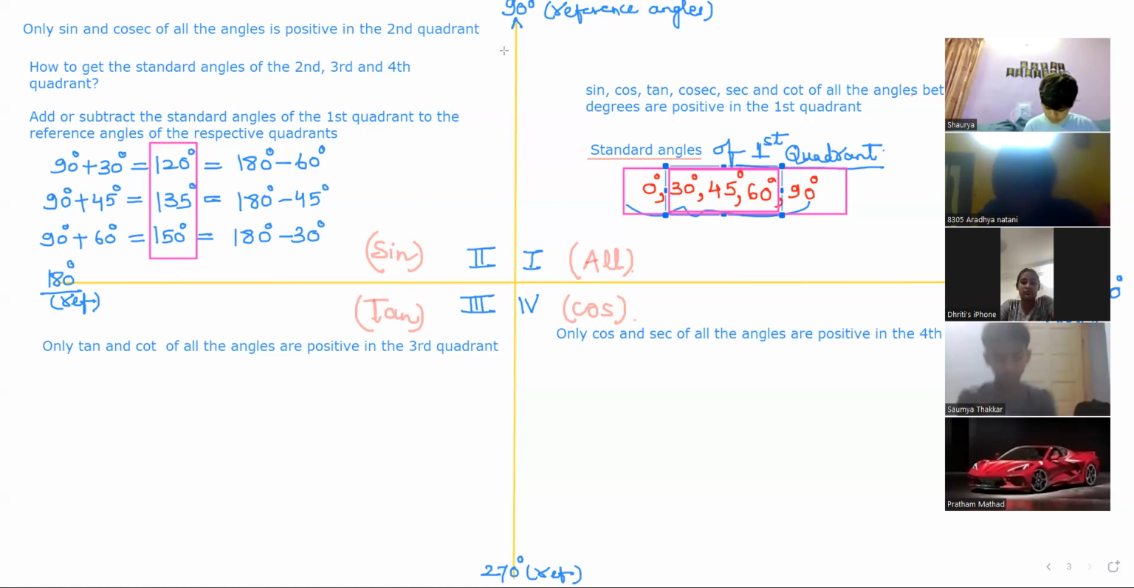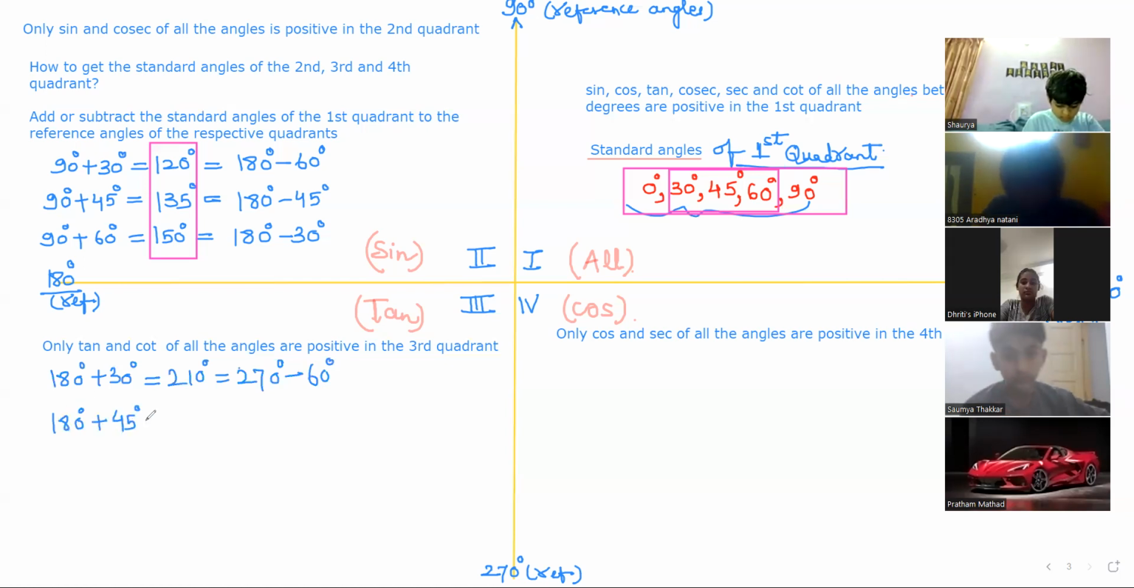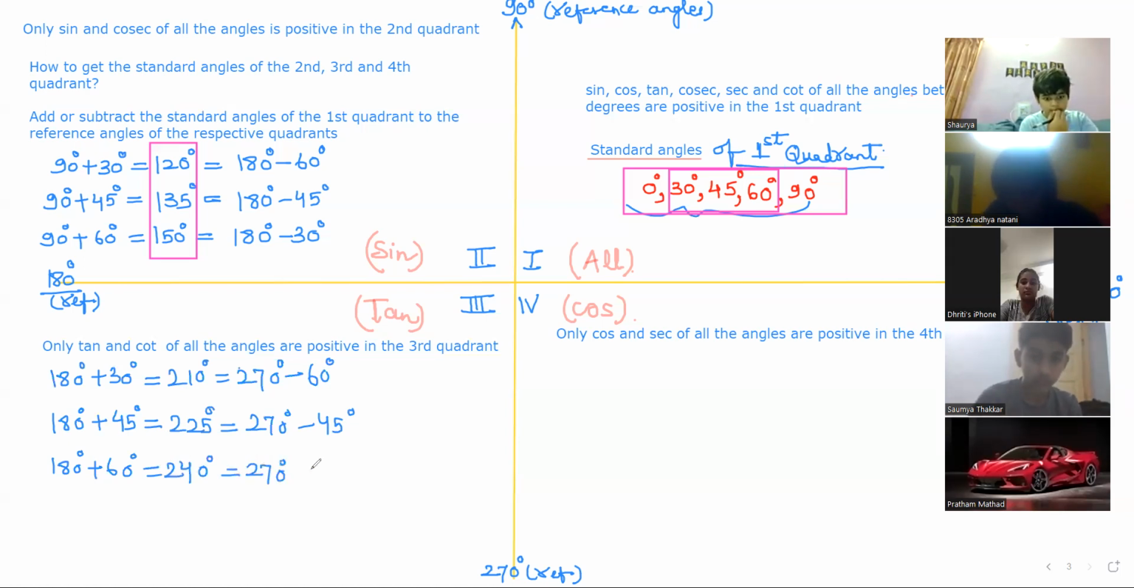So Pratham, well done. Rest of you, I'm writing the answers. Please check whether it is correct for all of you or not. So here it's 180 degrees plus 30 degrees. It is 210 degrees. This can be written as 270 minus 60 degrees. Then comes 180 plus 45, which is 225 degrees. It is 270 degrees minus 45 degrees. And the last one is 180 degrees plus 60 degrees. This is 240 degrees, equal to 270 minus 30. Sorry, minus 30, my bad.